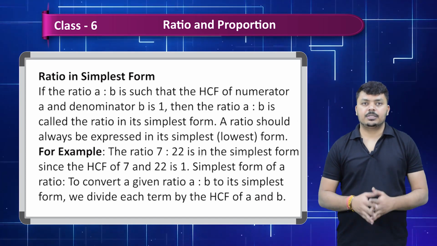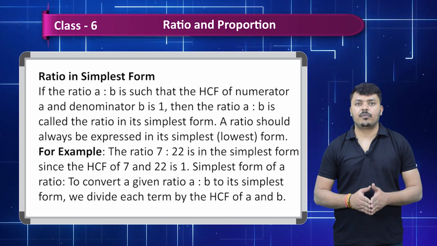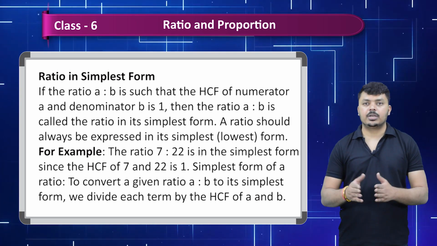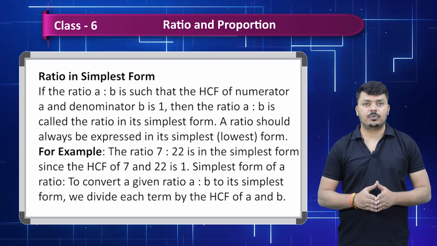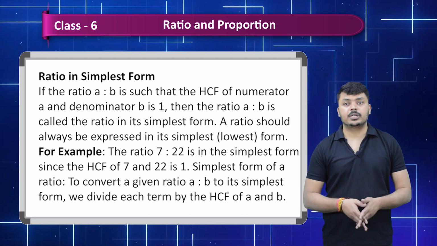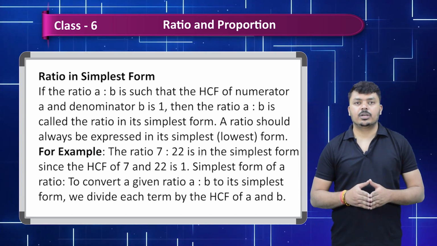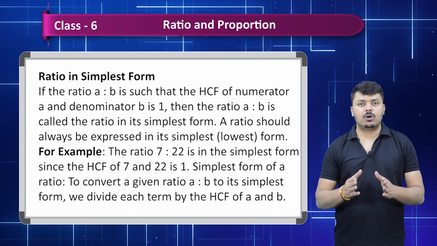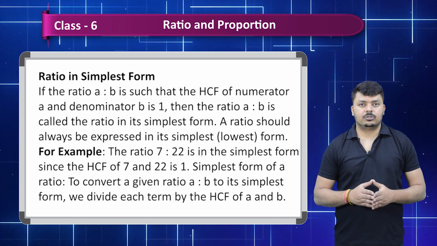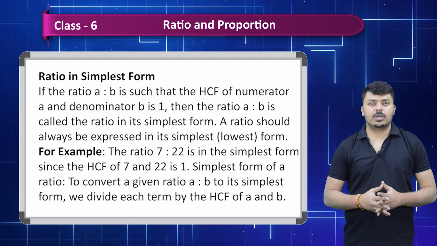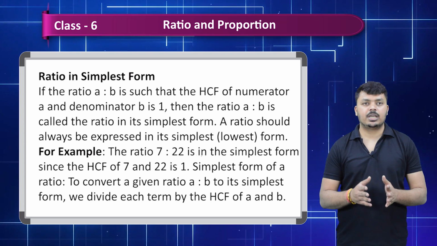Ratio in simplest form. If the ratio a:b is such that the HCF of numerator a and denominator b is 1, then the ratio a:b is called the ratio in its simplest form. A ratio should always be expressed in its simplest or lowest form. For example, the ratio 7:22 is in the simplest form since the HCF of 7 and 22 is 1. Simplest form of a ratio. To convert a given ratio a:b to its simplest form, we divide each term by the HCF of a and b.